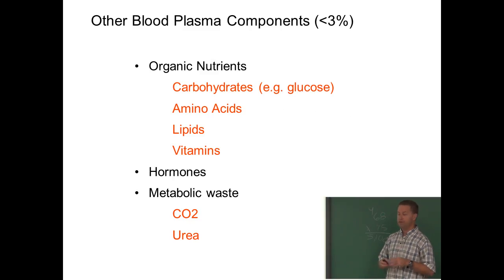Okay, other plasma components that are minor components, but still very important. We've got our nutrients such as carbohydrates, glucose, amino acids, lipids, vitamins, hormones in there, as well as metabolic wastes. Now it's interesting, you think, okay, these are in minor amounts, but people in here that have given blood for a lab test, did they give you any instructions before you came in to give blood? Yeah, they want you to fast beforehand, or they don't want you to fast, depending on what blood tests are running.